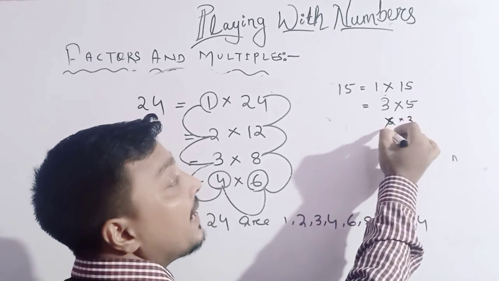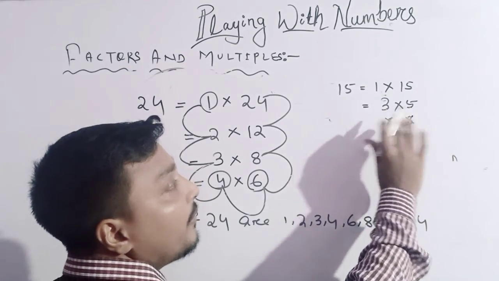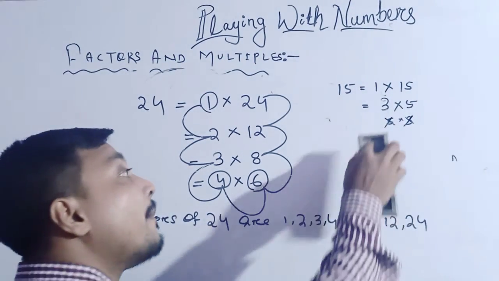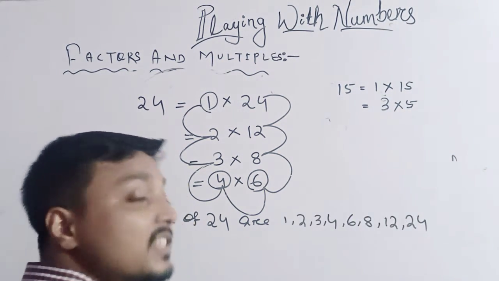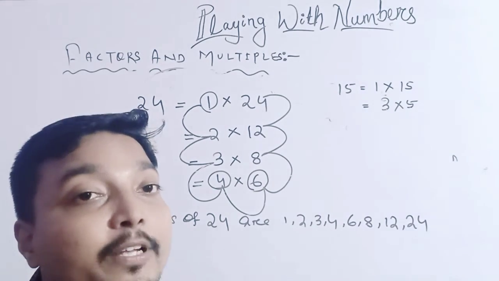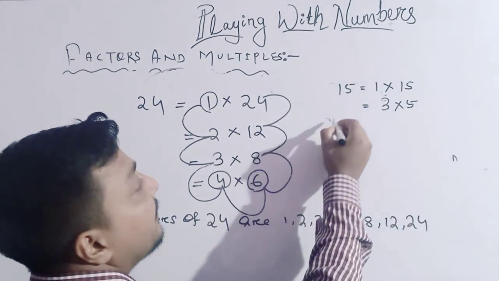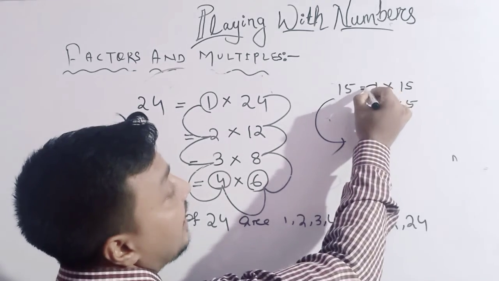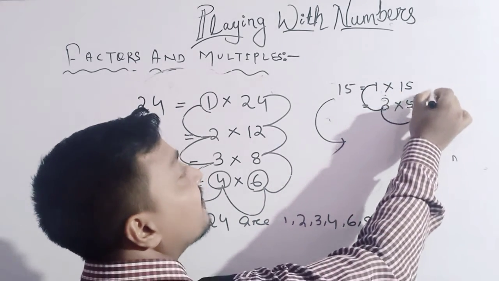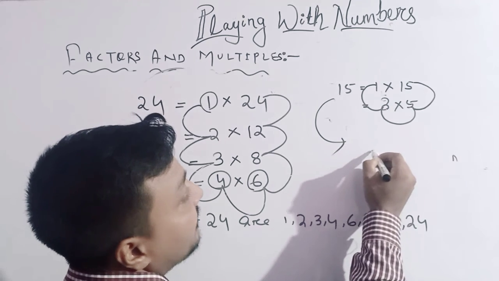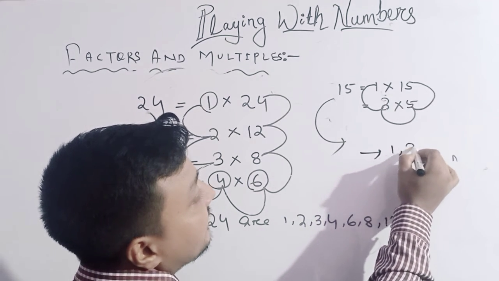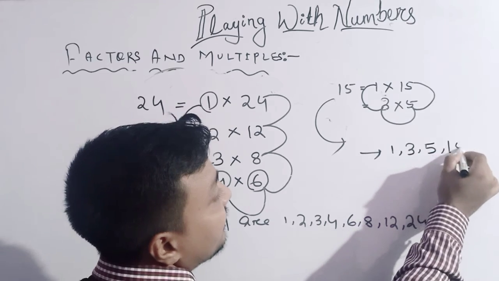Then 4 into nothing will give us 15. Then 5 into 3. See, here it is 3 into 5, and here it is 5 into 3: 5 was here, 3 was here. So don't repeat, you just have to stop there. Whenever we get the repetition of a factor, you just have to end your work there. So the factors of 15 are 1, 3, then 5, then 15.